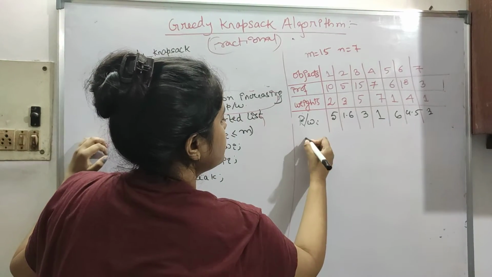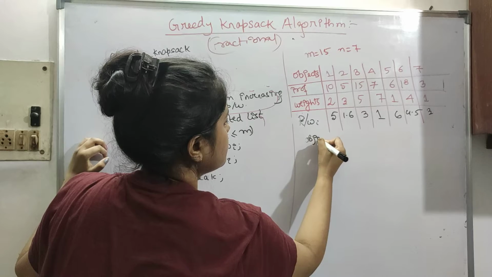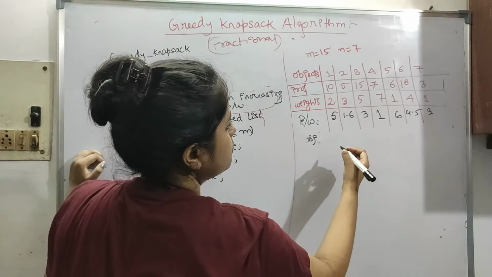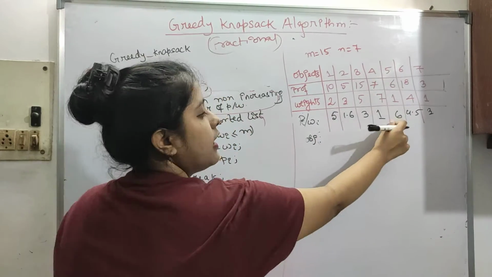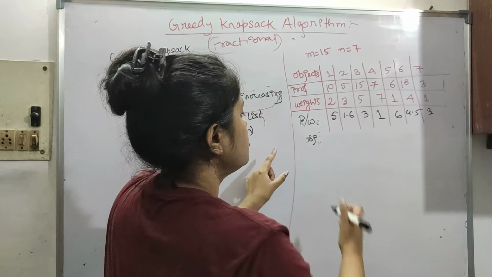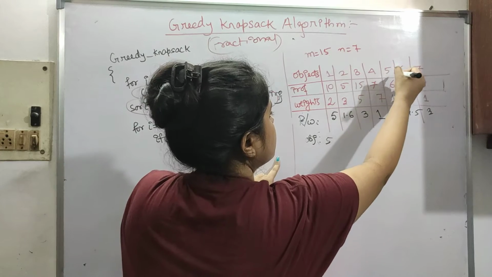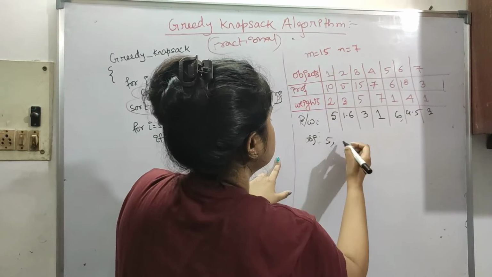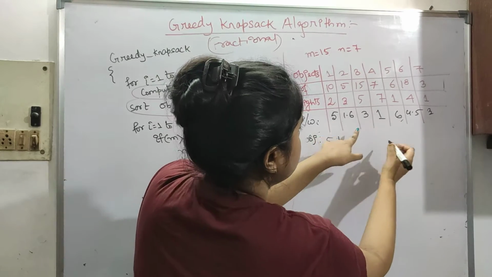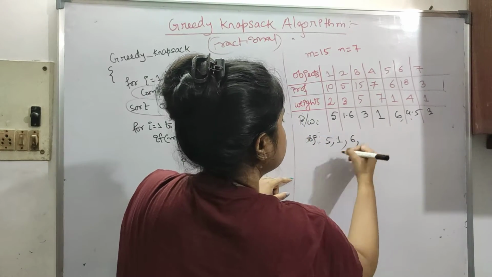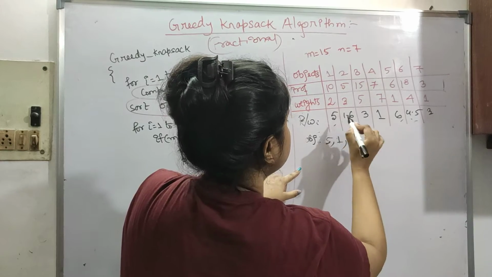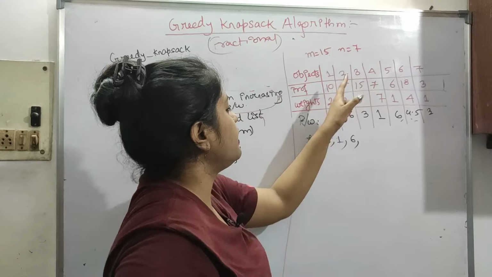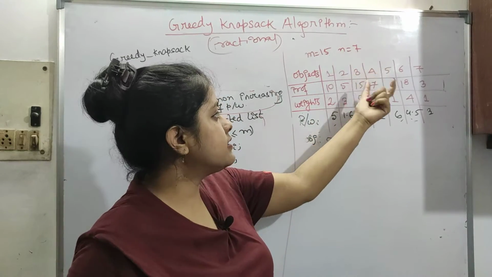We are sorting in non-increasing order. So 6 is our highest, which means object 5. Then 5, which means object 1. Then 4.5, which means object 6. Then 3, you can take that next.